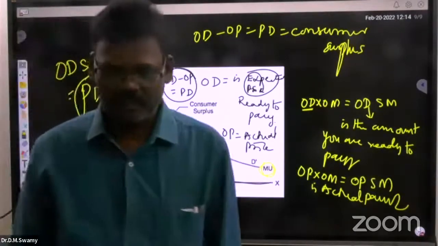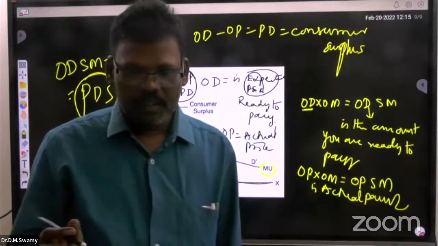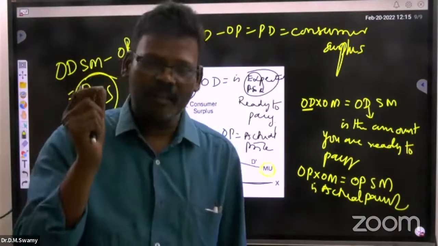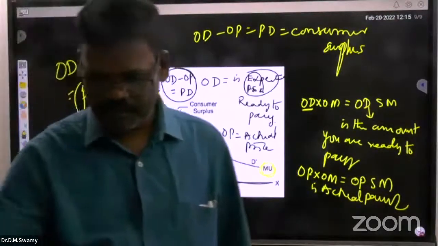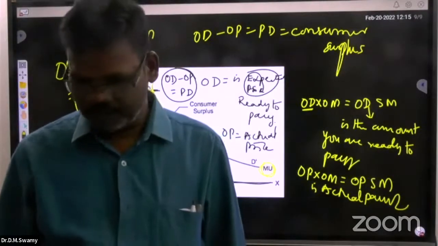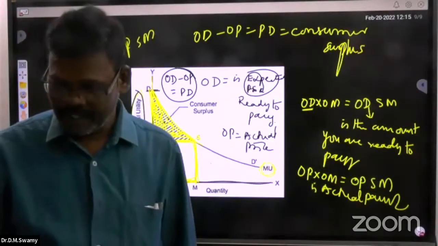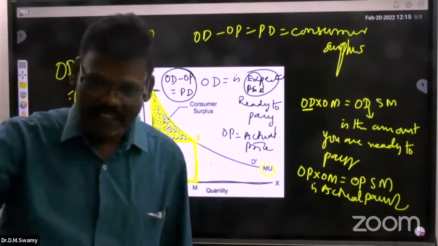Suppose here I am asking one question for all of you. Suppose the price for the commodity was increasing. You tell me whether consumer surplus is going to increase or decrease? Decrease, sir. Yes, exactly. The consumer surplus is going to decrease if the price increases. If the price decreases, the consumer surplus will increase.